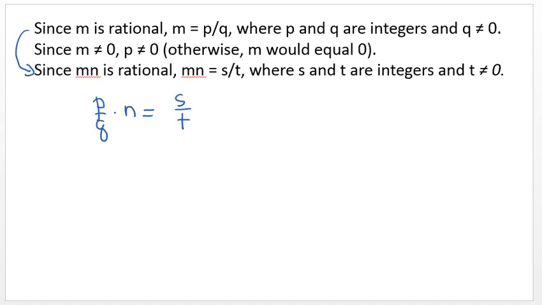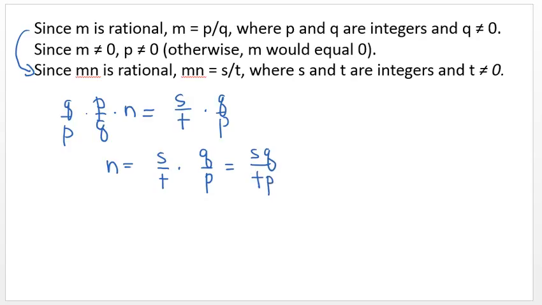Okay, so if that's true, I can find n. I can multiply by the inverse, multiply each side of this equation by q over p. And what I would have is that n equals s over t times q over p. Now I'll put that together. That is s times q over t times p. Okay, so let's see what that gives us.